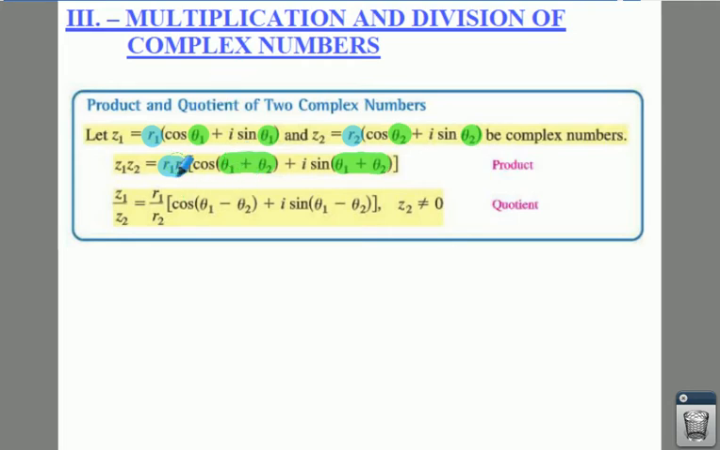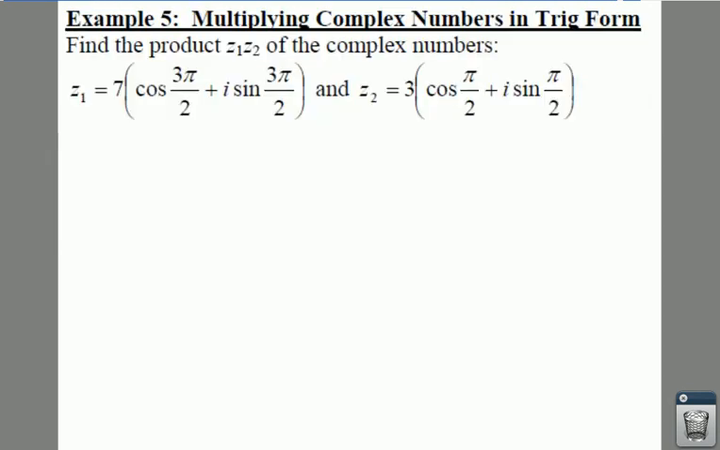Now it's a little different for division, because for division you actually have to divide your r1 by r2. In this case, you're actually going to be subtracting your first theta minus your second theta. So once again, it's just following your formula, which shouldn't be too difficult.